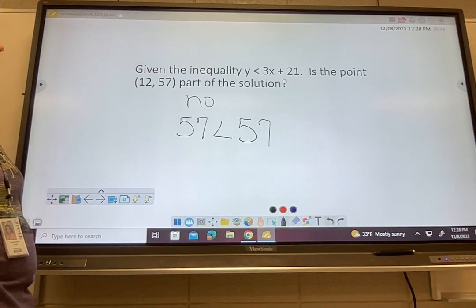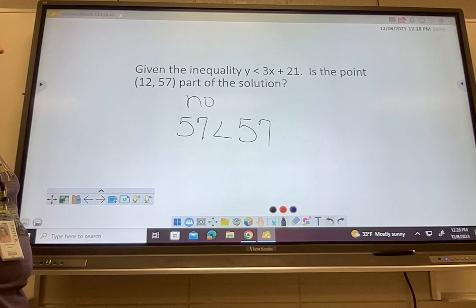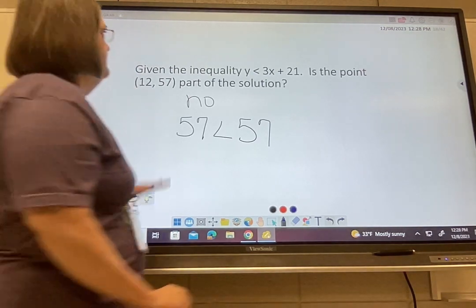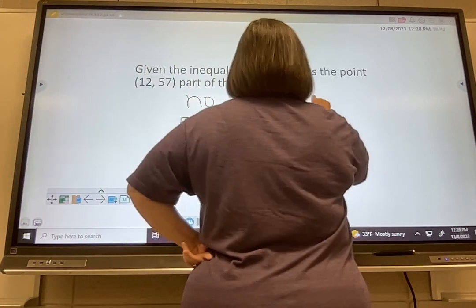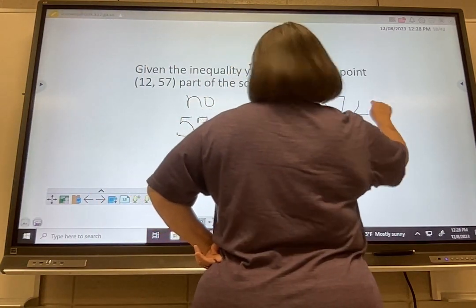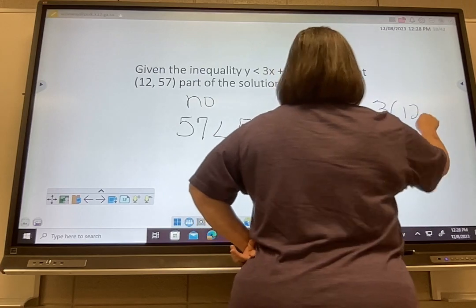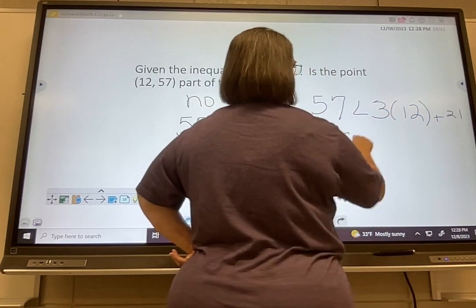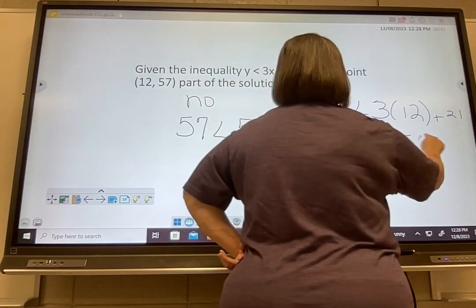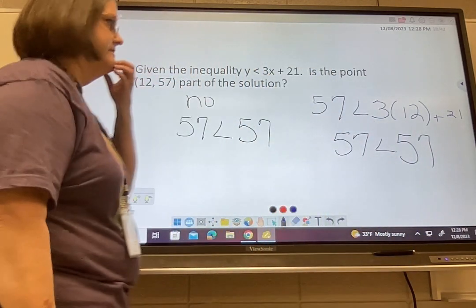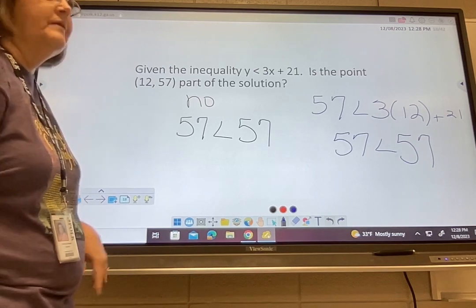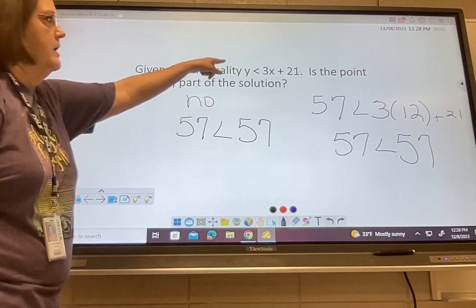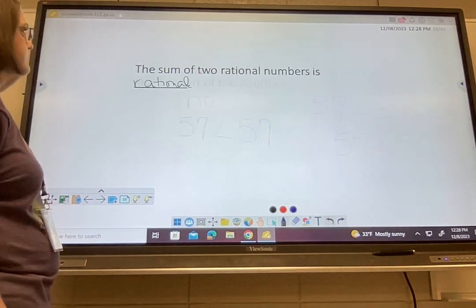Given the inequality, is the point part of the solution? No, it's not. It's on a dashed line. If you put this into Desmos, it would be sitting on the dashed line. But you just literally plug it in. 57 less than 3 times 12 plus 21. And you'll get 57 less than 57. And 57 is not less than 57, it equals. All the points on the line equal, and there's no equal to there, so it's not part of the solution.